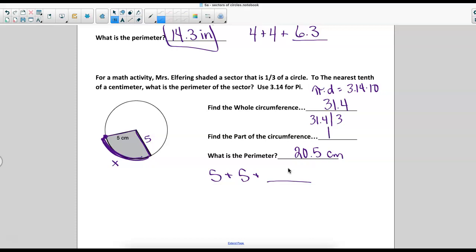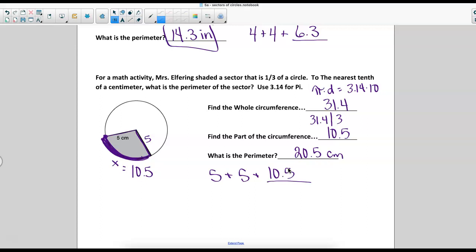I get 10.5. Okay, that's this right here. This right here is 10.5. This distance. So now when you add it all together, 5 plus 5 plus 10.5, you get 20.5 centimeters.